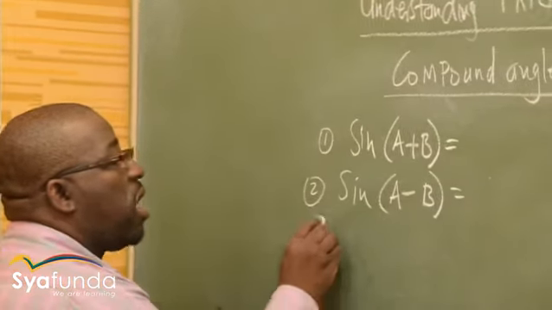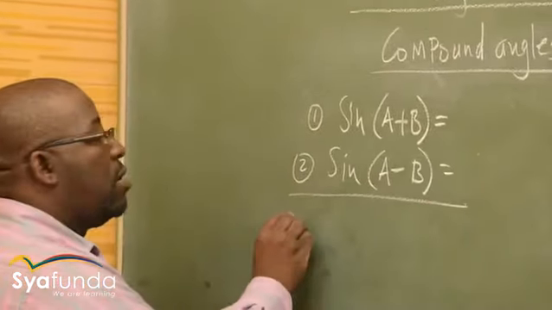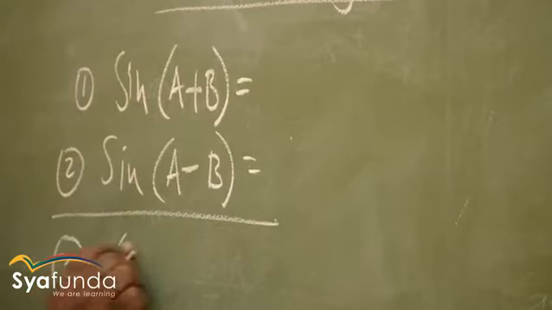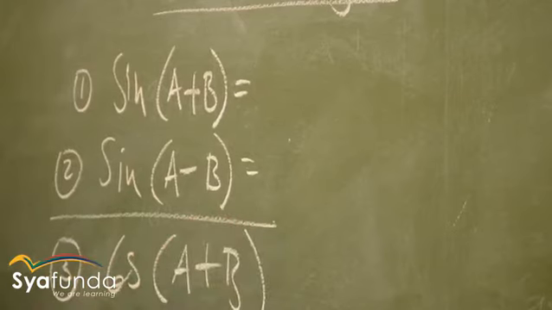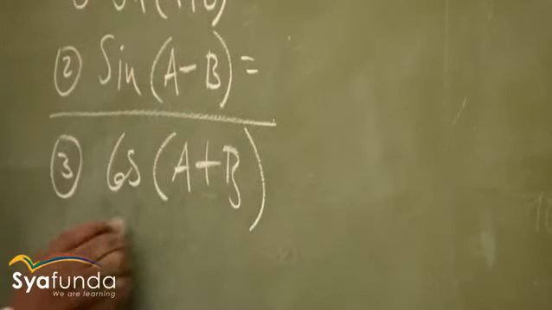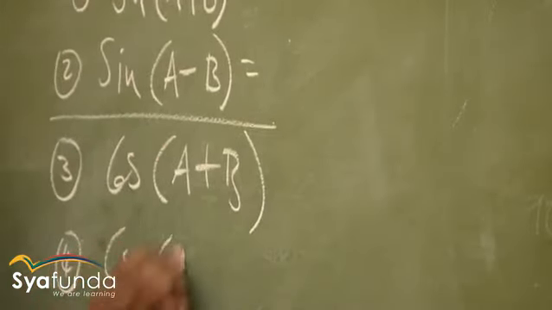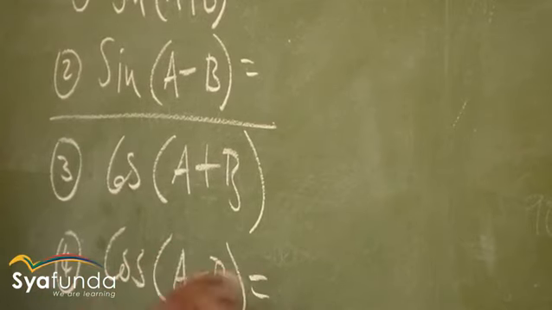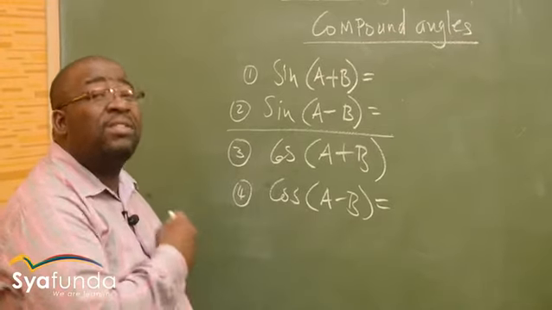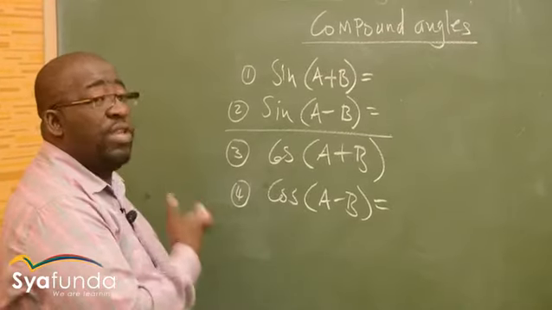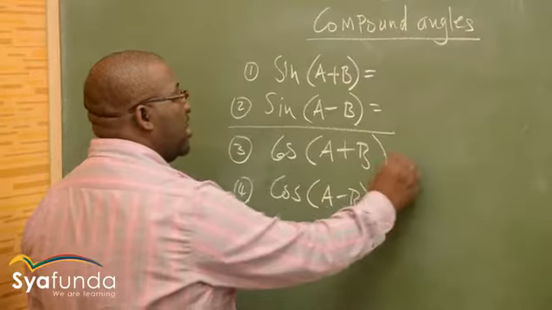Number three, if I've got cosine of A plus B, what happens? Number four, cosine of A minus B, what happens? These are called compound angles. Never refer to them as double because double means two, and there's no two here, so they're called compound angles.